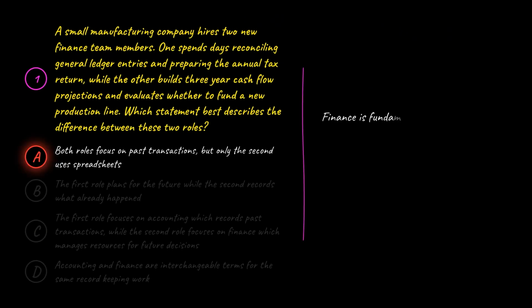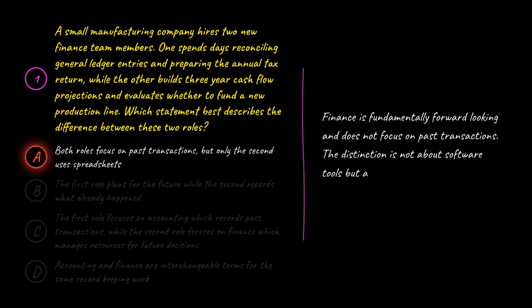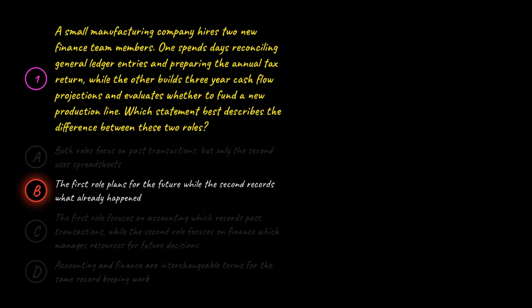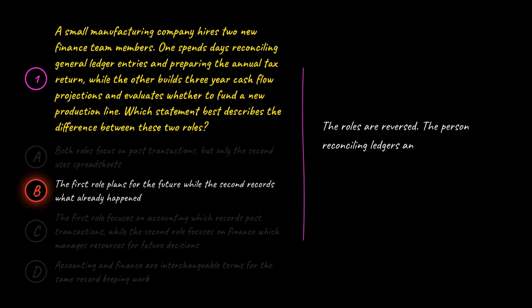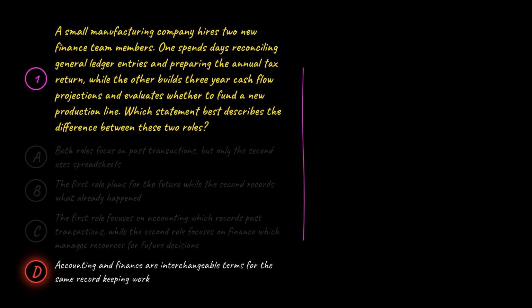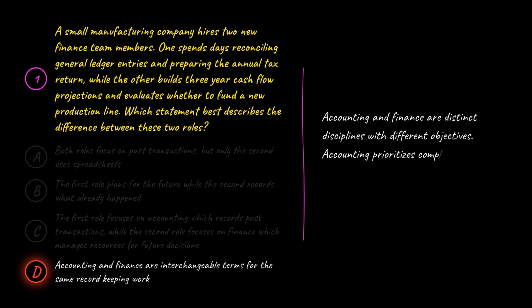A is wrong because finance is fundamentally forward-looking and does not focus on past transactions. The distinction is not about software tools but about time orientation and purpose. B is wrong because the roles are reversed. The person reconciling ledgers and filing tax returns is doing accounting, which deals with historical data, not future planning. D is wrong because accounting and finance are distinct disciplines with different objectives. Accounting prioritizes compliance and accuracy, while finance prioritizes resource optimization and growth.